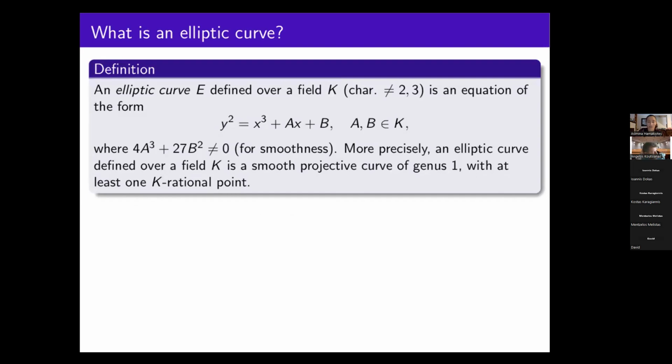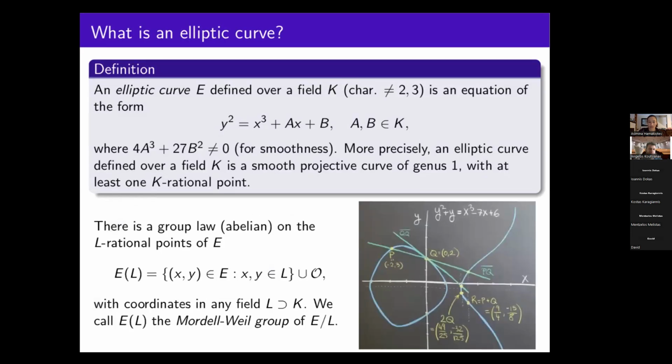An elliptic curve defined over a field K not of characteristic 2 or 3 is an equation of the following form, where there's this condition for smoothness. More precisely, it's a smooth projective curve of genus 1 with at least one K-rational point. And here on the right, hopefully you can see the colors. There's this blue line, which is the elliptic curve itself.